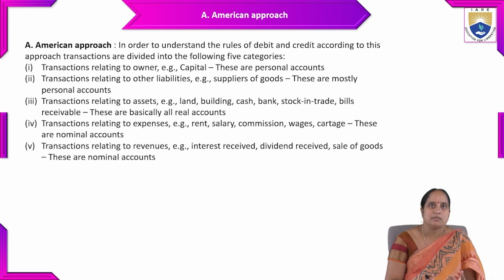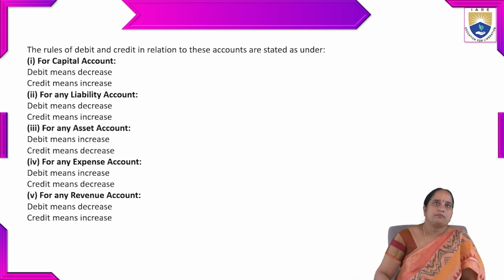So these are basically all real accounts. Then the fourth category is transactions relating to expenses. Examples: rent account, salary, commission, wages, and these are all known as nominal accounts. And the fifth category is transactions relating to revenues. Examples: interest received, dividend received, sale of goods. These are all nominal accounts.